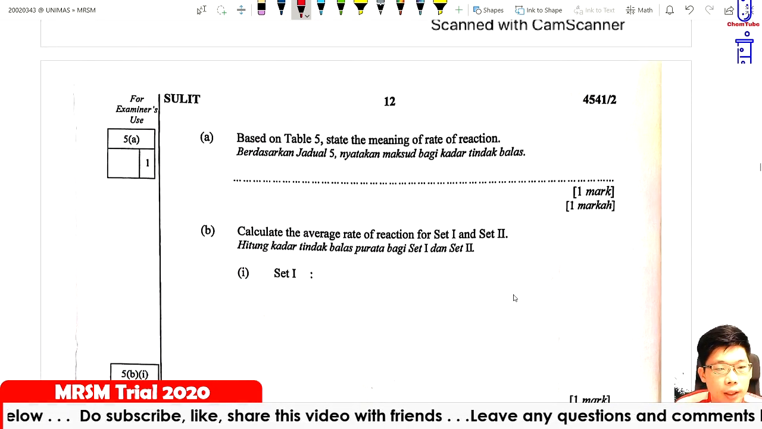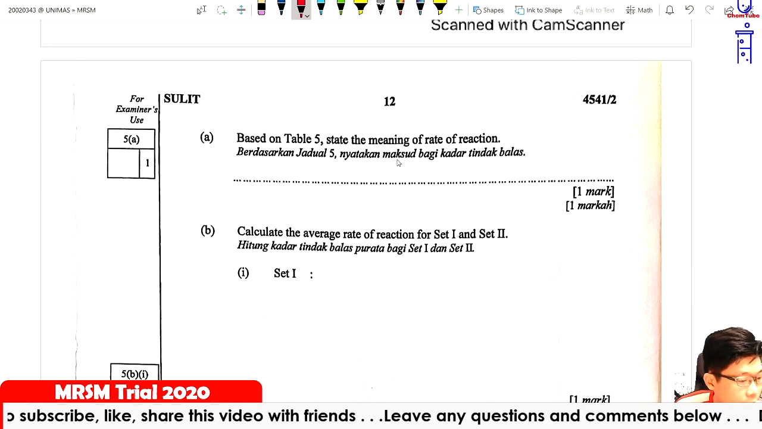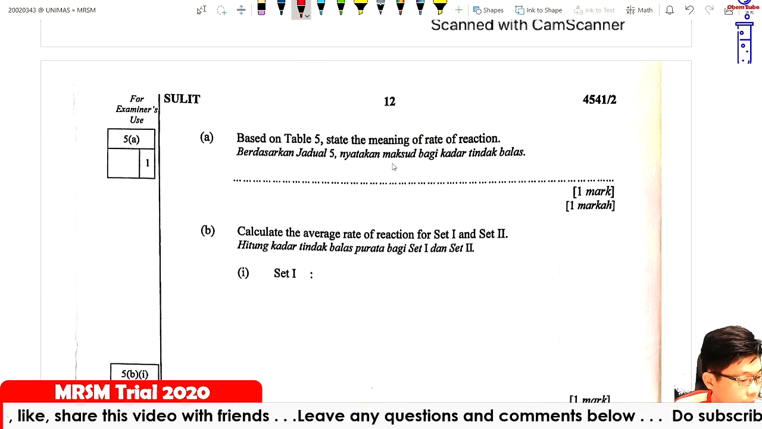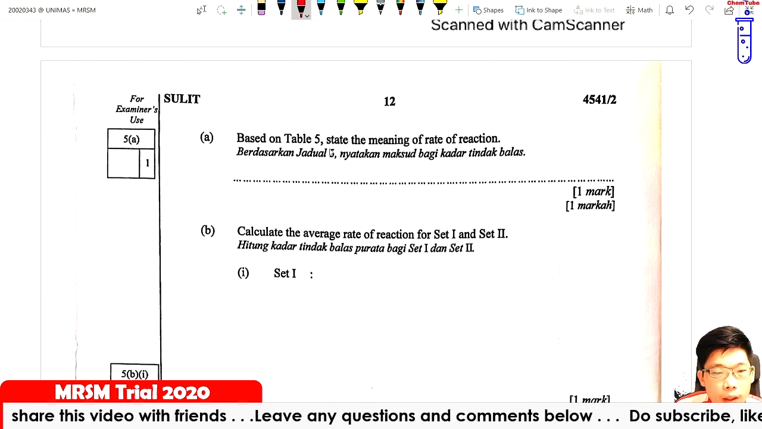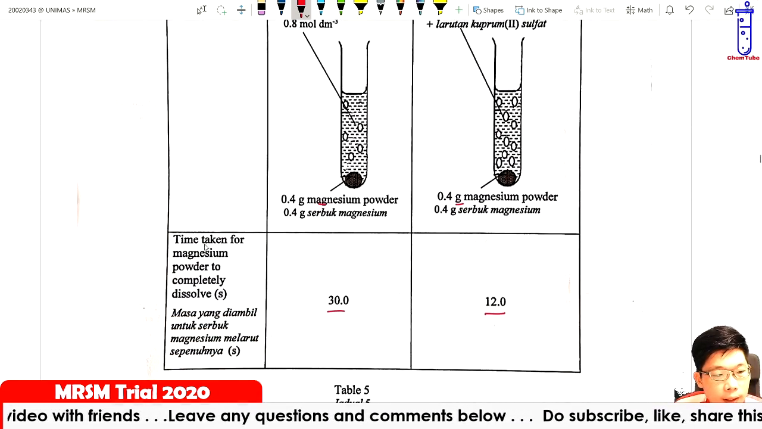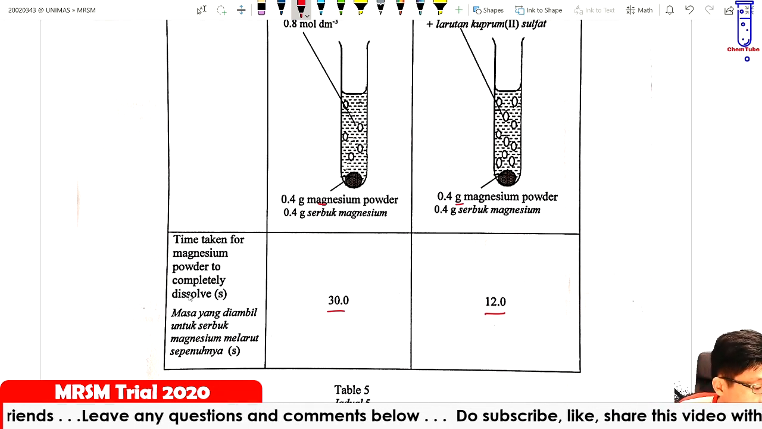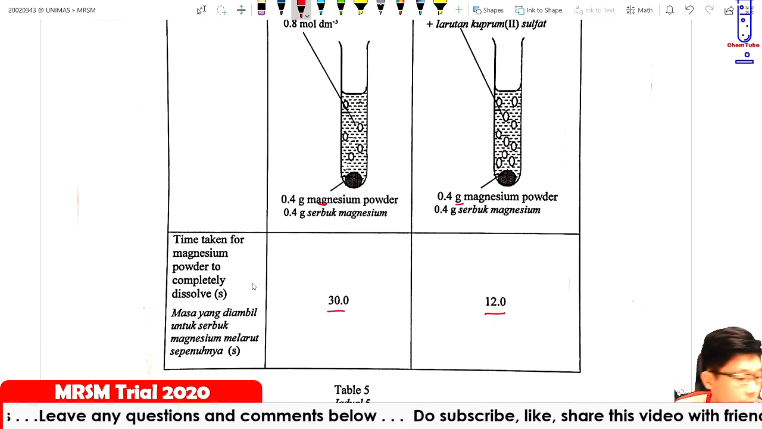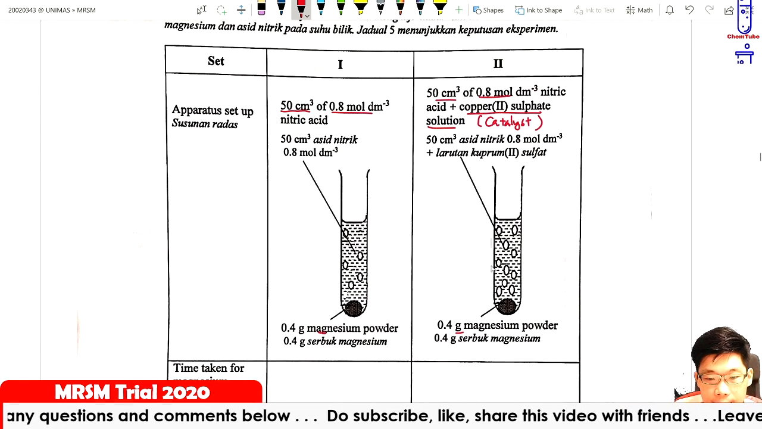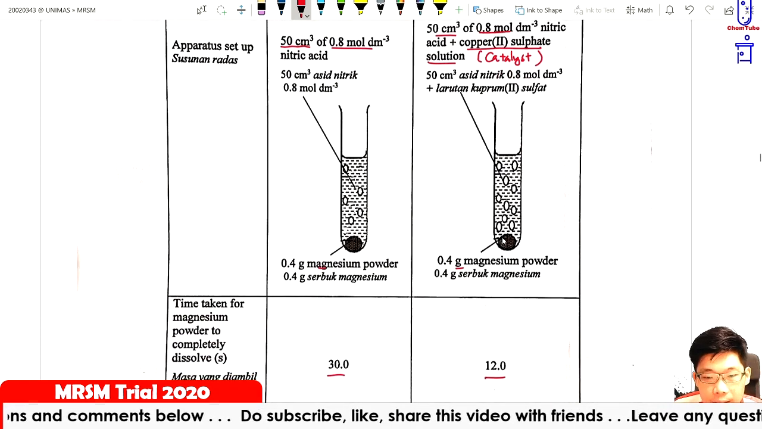Based on table 5, state the meaning of rate of reaction. We can mention the time taken for the magnesium powder to completely dissolve per unit time, or the increase in the volume of hydrogen gas released per unit time.